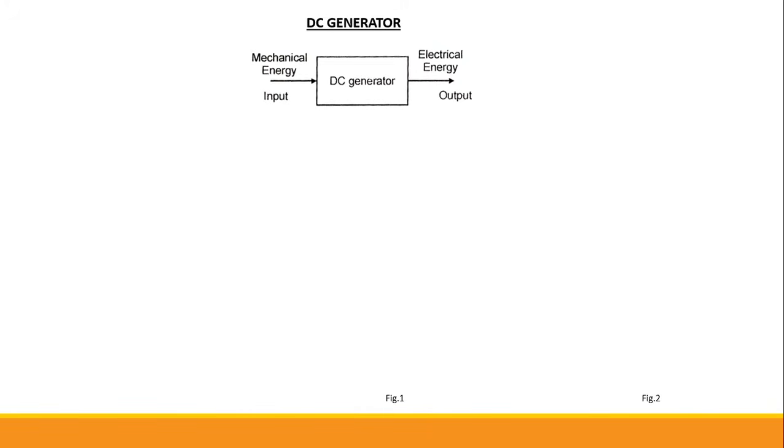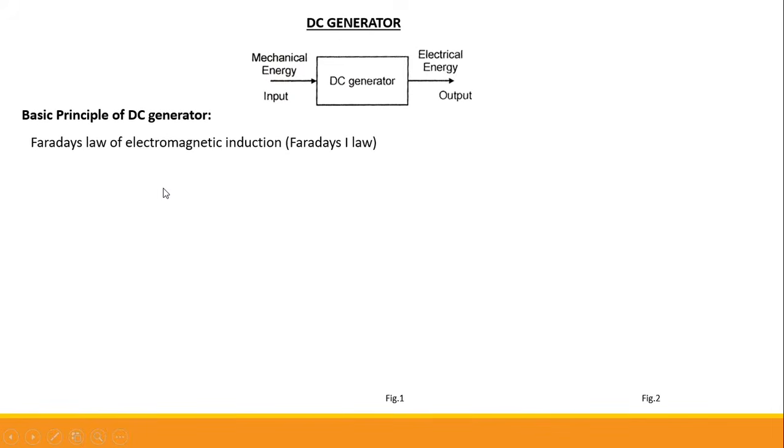Let us know the function of DC generator. What is DC generator? DC generator is electrical machine. It is used to convert mechanical energy into electrical energy in the form of DC. Input is mechanical energy, output is electrical energy. That electrical energy is in the form of DC, so it is called DC generator.